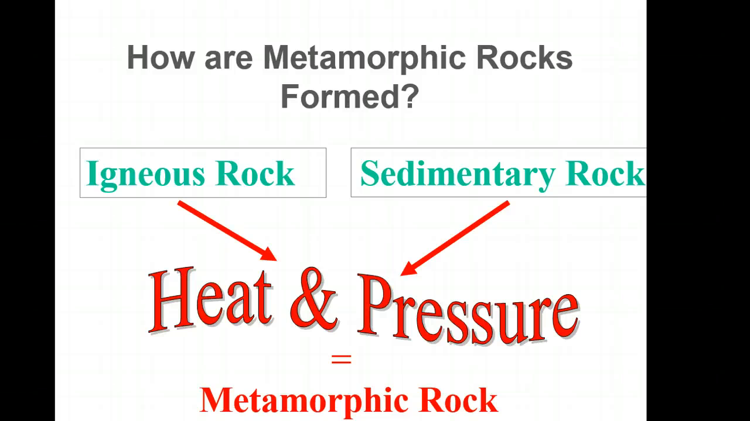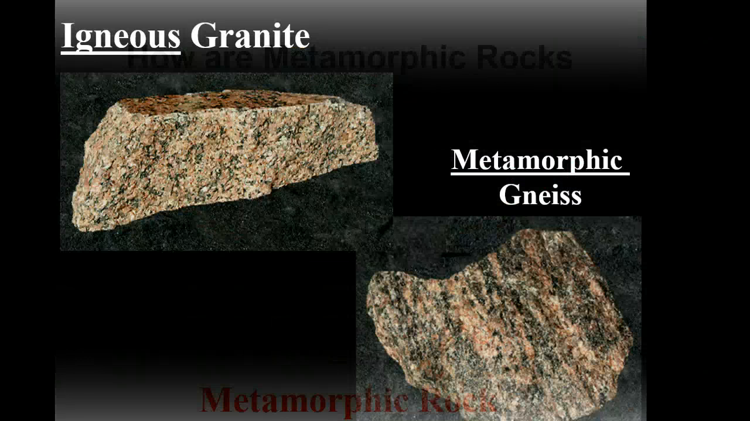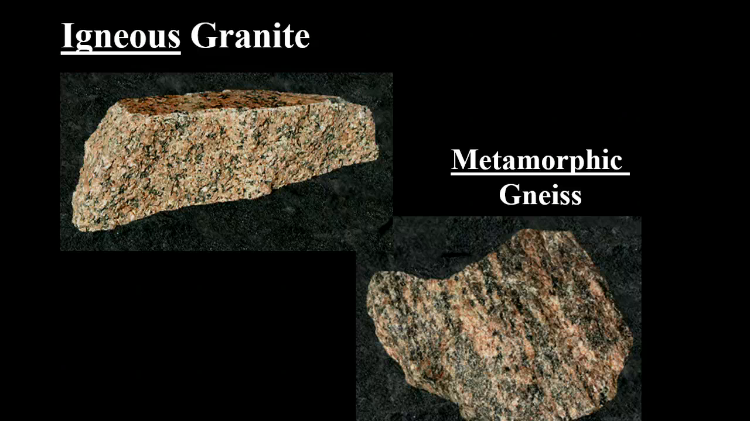Well, they're actually formed from igneous rocks and from sedimentary rocks that undergo tremendous heat and pressure, and it changes the rock into a metamorphic rock. So here we have igneous granite. Under heat and pressure, it becomes metamorphic gneiss, or gneiss, depending on who you are and how you say it.